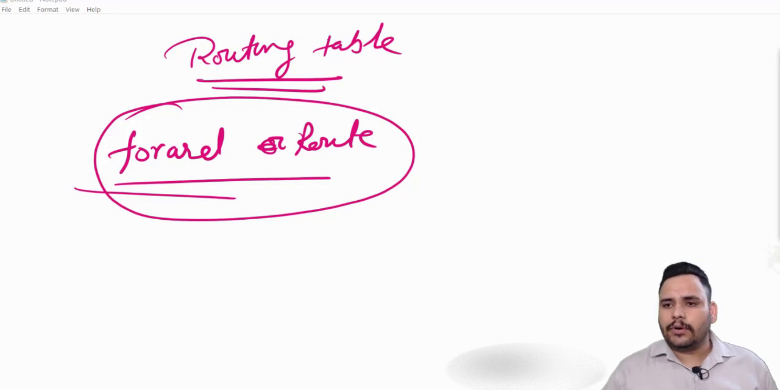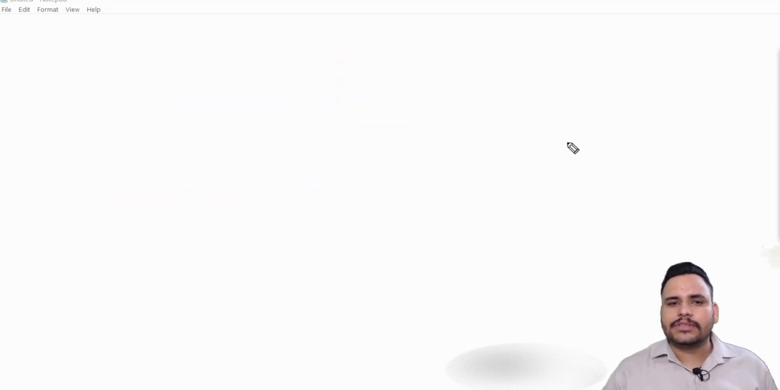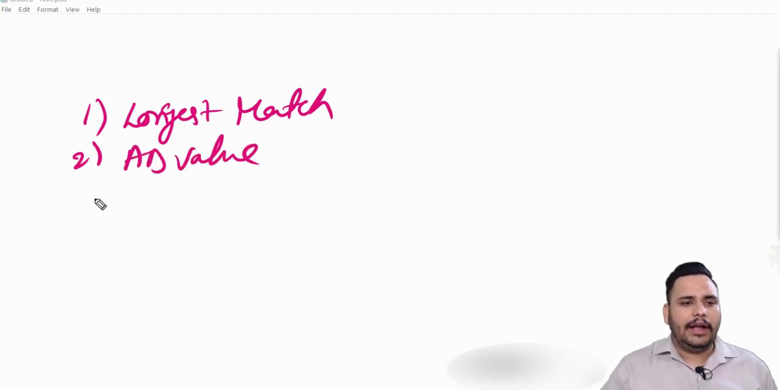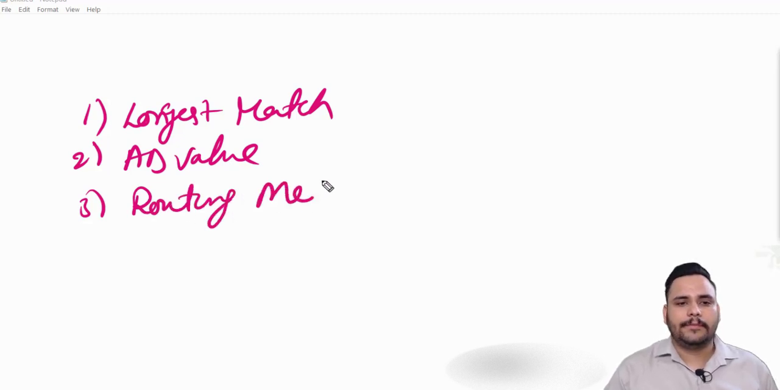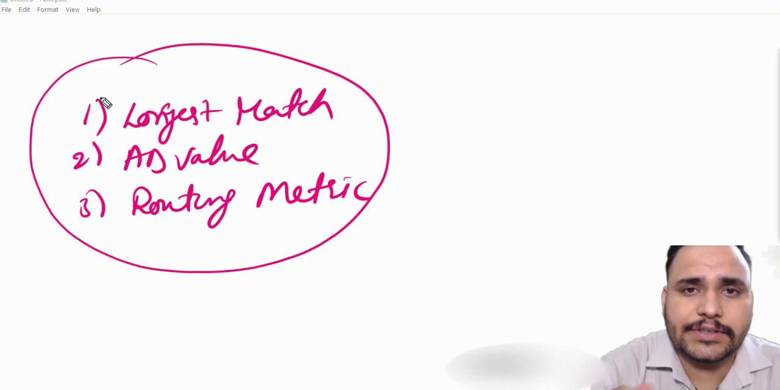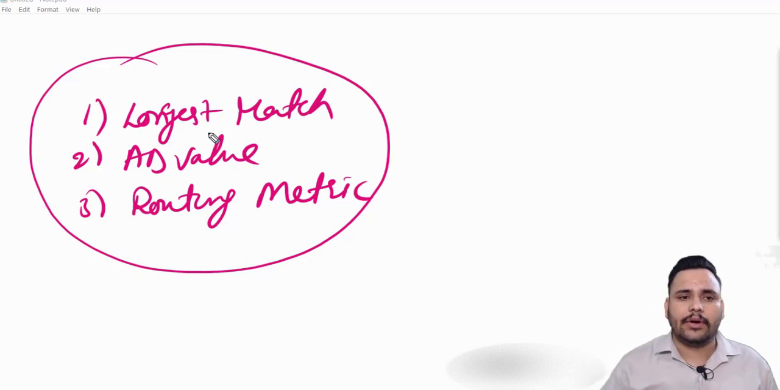Okay, so in the routing table it will use three processes. First of all, it will check its longest match, in the second process it will check the AD value, and in the third process it will check its routing metric. I will show you with an example, because these are the three things. First you need to understand what is longest match, what is AD value, and routing metric.